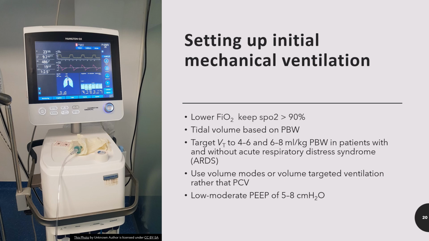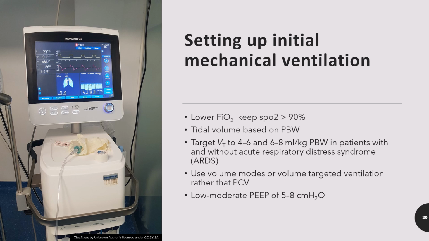Second thing is, your tidal volume is based on predicted body weight, and you want to target a tidal volume anywhere from 4 to 6 cc's per kilogram if you suspect ARDS, or 6 to 8 for non-ARDS patients.